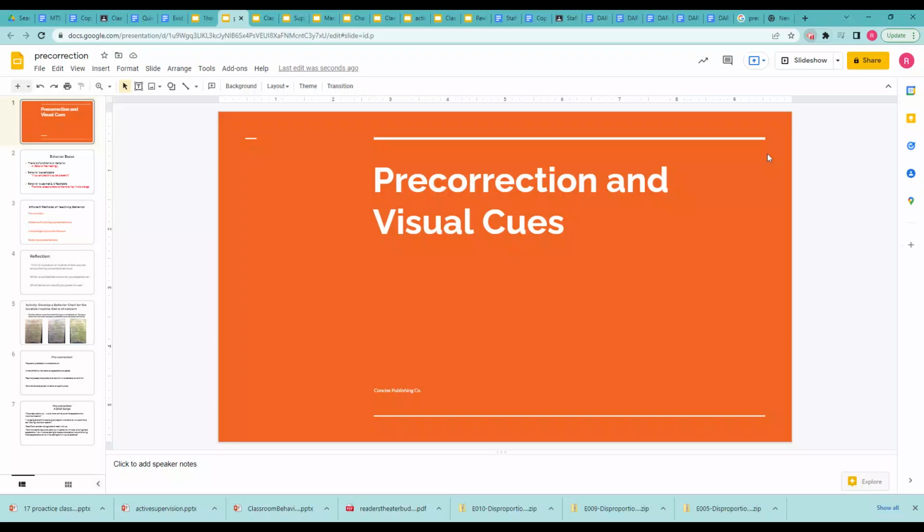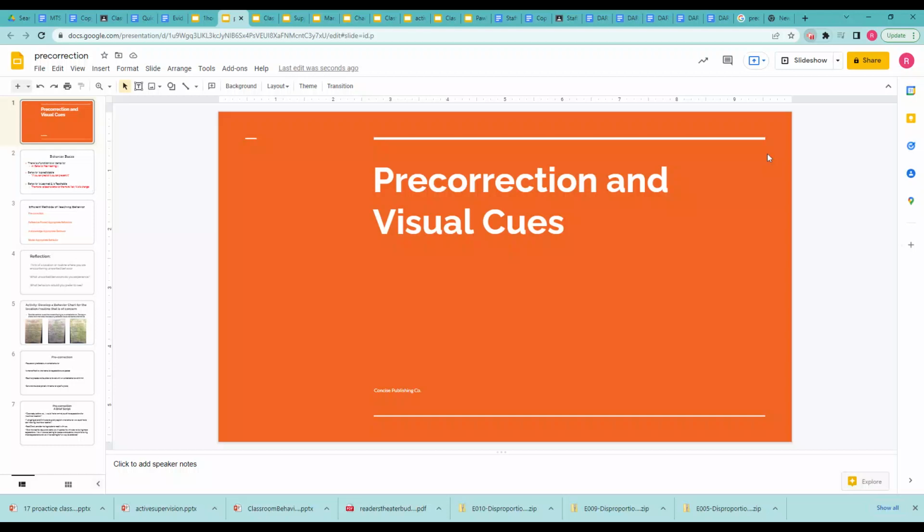Hello, everyone. We're going to talk about a good starting point for behavior supports, which is the idea of pre-correction and visual reminders. And so we'll get into those now to see how they can be helpful in supporting positive student behavior. So before we get to pre-correction and visual supports, just a couple of ideas around behavior.